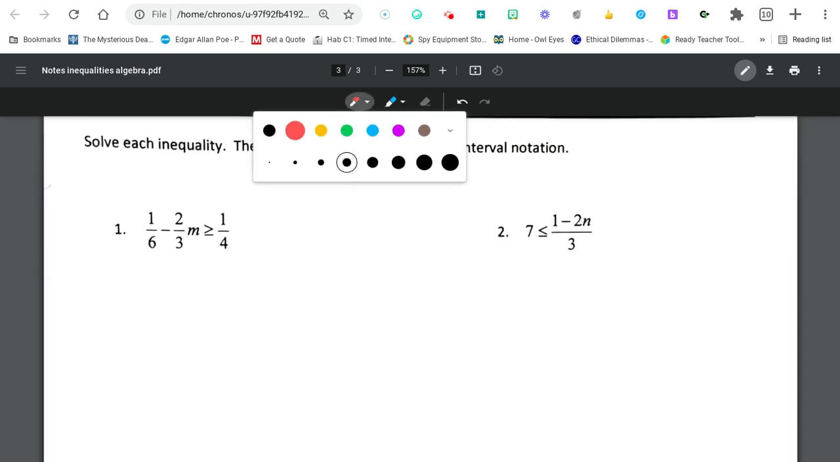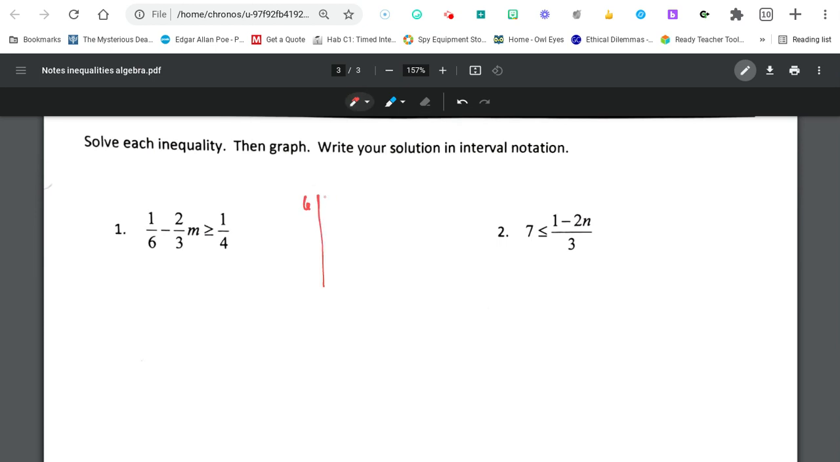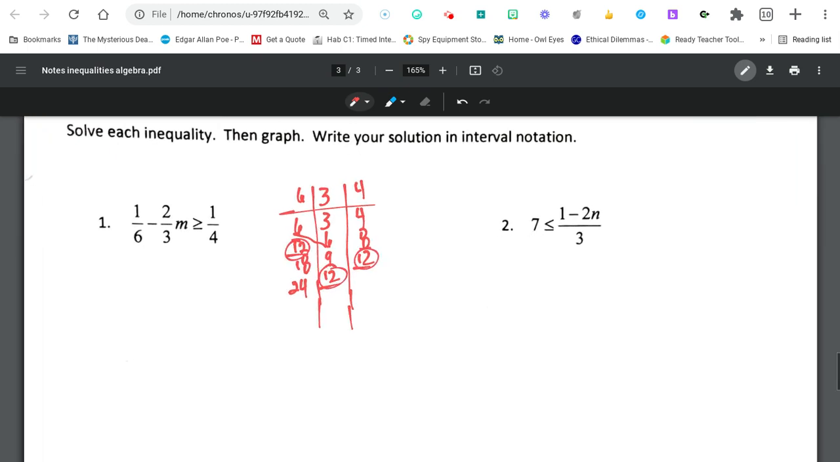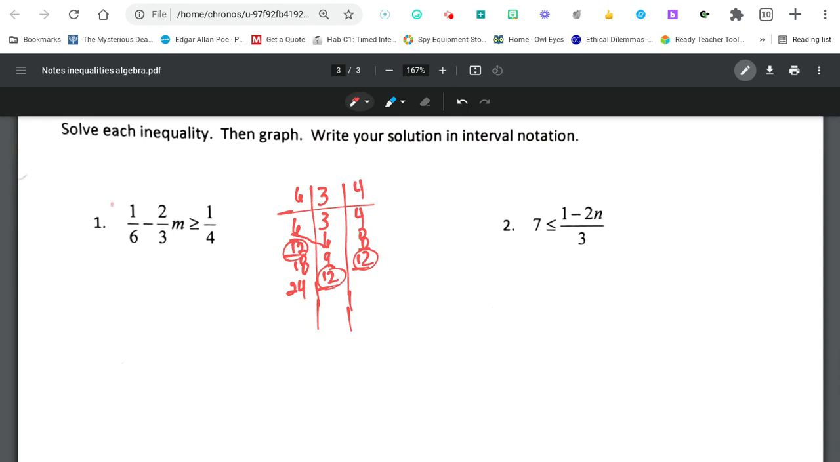To solve something like number 1, what I would do is find a common multiple between 6, 3, and 4 and get rid of the fraction. If you wanted to find a common denominator, you could, but I'm going to multiply by it. I see a 6 is common, but I won't have a 6 over there. I see 12 and 12, so let me keep counting by 3s, 9 and 12. So I could use 12. It's a 12 in all of them.